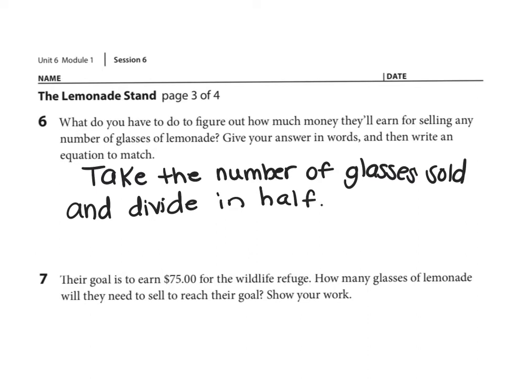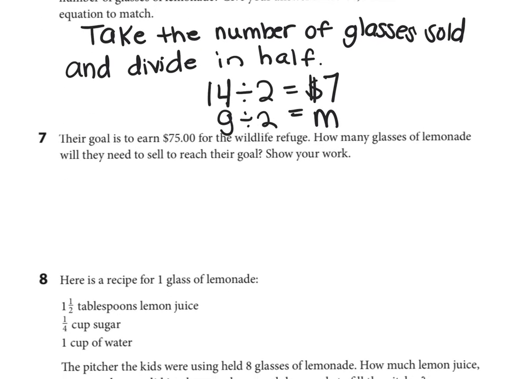So for example, we have 14 glasses sold, divide by 2, and that's going to equal $7 that they made. If you wanted to write that as an equation, it'd be the money earned equals the glasses divided by 2. Number 7, their goal is to earn $75 for the wildlife refuge. How many glasses of lemonade will they need to sell to reach their goal?